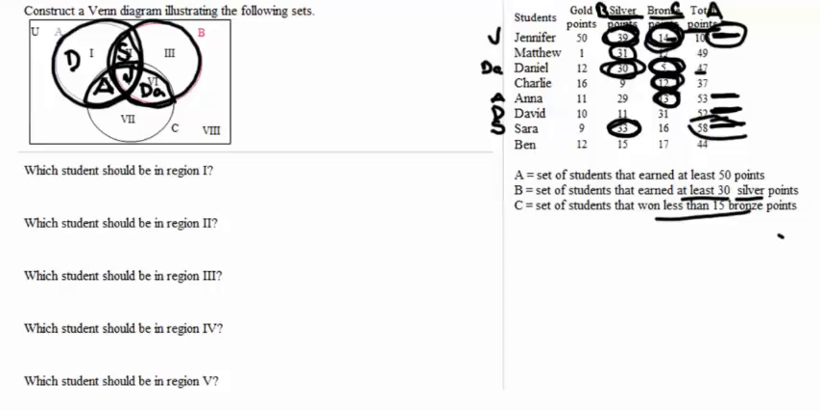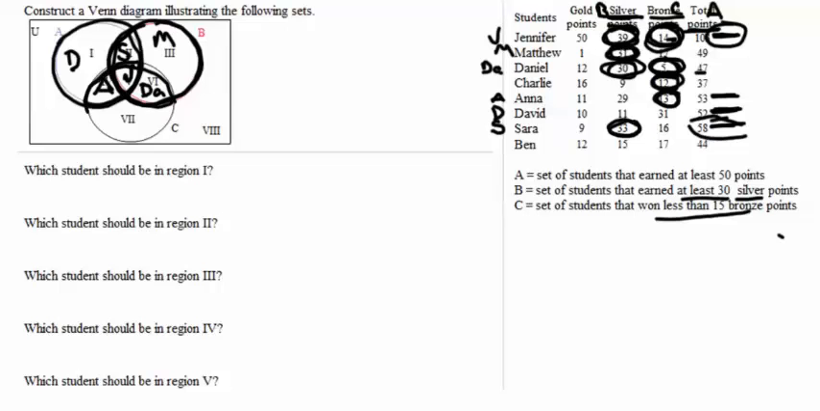So, in this problem, if you look at the circle for set B, we already have Sarah in there, we already have Jennifer in there, and Daniel in there. Do we have any other that are circled for having 30 or more silver points? It looks like Matthew. Matthew is circled here. That means that element is in the B set. And we already have the other ones in B, but they're also in either A or C. So we're going to put Matthew over here.